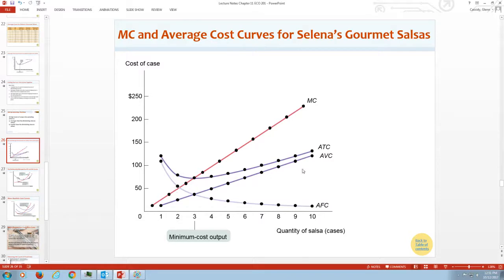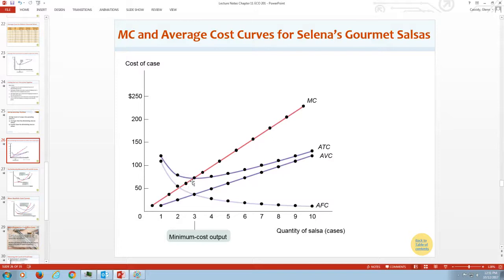So looking at Selena's salsa, here's the marginal cost curve that's upward sloping. Here's the average fixed cost that's downward sloping. Right, as we increase output, we spread that overhead over more cases. And then the average variable cost curve is upward sloping. An average total cost, if we put the variable and the average fixed cost together, we get this. And we see that the marginal cost crosses the average total cost at the minimum point. So that's what we stated before.